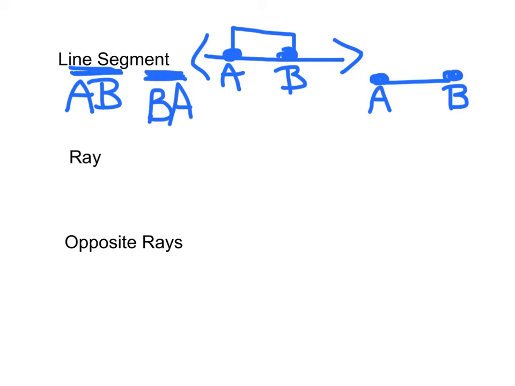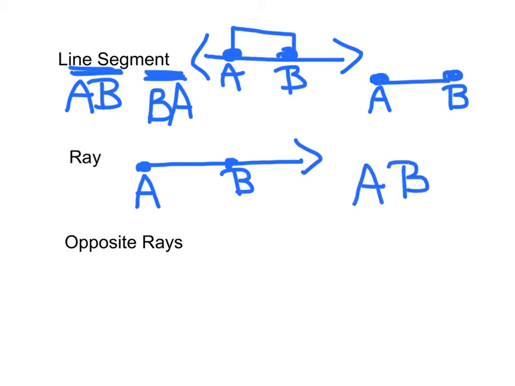A ray has a definite beginning point, and it goes infinitely in one direction. So we have the starting point A. Here's another point on the line that is a ray, that's B. So we would denote this as we're starting at A, we're going towards B. So your starting point here at A, and you're going towards B. So it just has an arrow on one end. Opposite rays.